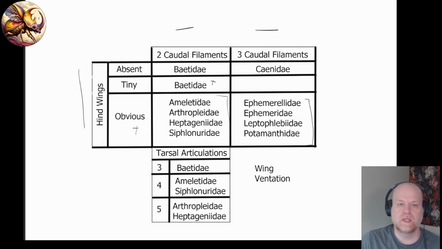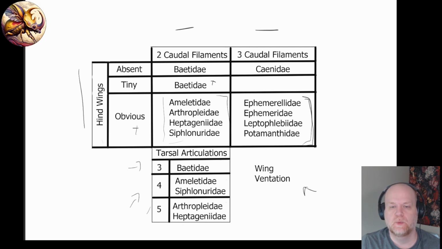And then down here, this is for if you know that it's one of these 4 families, you can count the tarsal articulation segments in the feet. And we'll talk about this more next time, and that is how you narrow it down to what family you're dealing with. And if it's one of these 4 families, you need to look at the wings, and this will tell you what families you have. So this is mostly for next time.